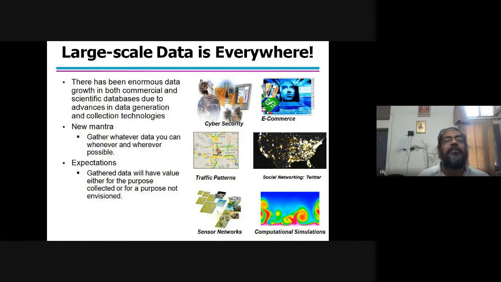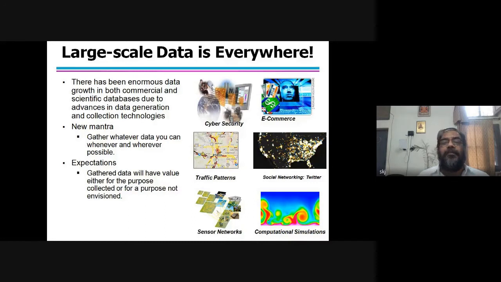So I read this one. There has been enormous data growth in both commercial and scientific databases due to advances in data generation and collection technology. Okay, because of the use of new technology in data generation and collection. So the new mantra is: gather whatever data you can, wherever and whenever.